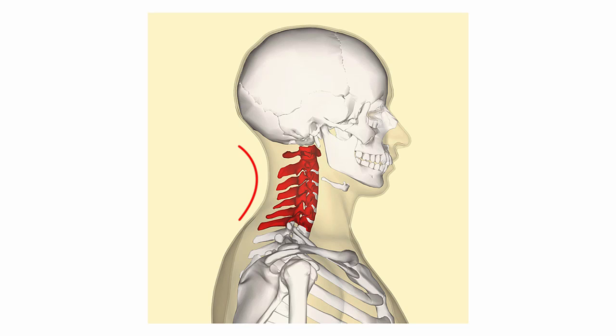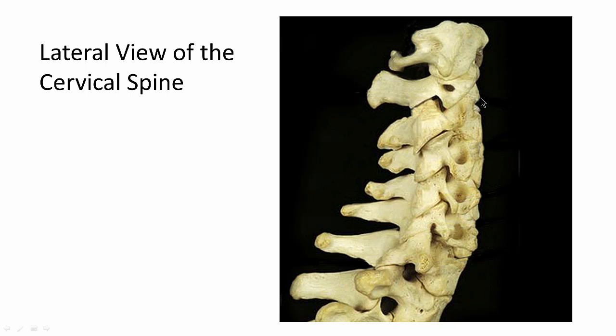Okay, so we've got a cervical curve. Everybody knows lordotic cervical curve. We're going to be looking at the cervical vertebrae. So here they are from the side. Let's take a look at this. This is the atlas, C1. This is axis, C2, C3, C4, C5, C6, C7 here.